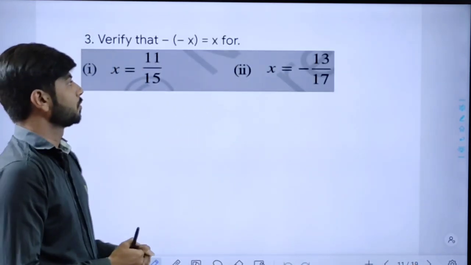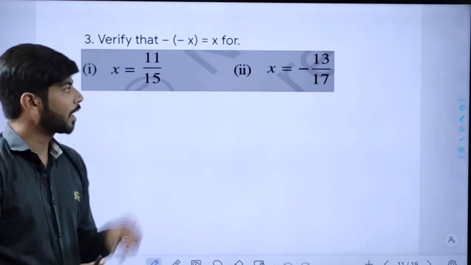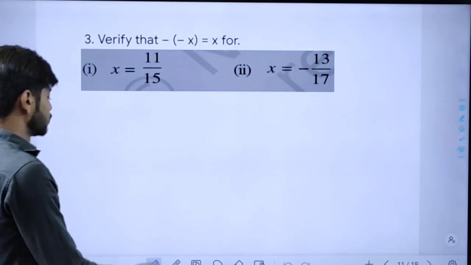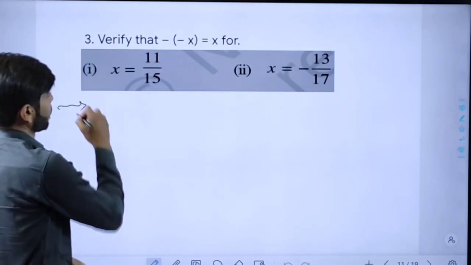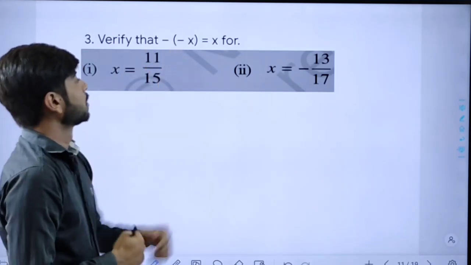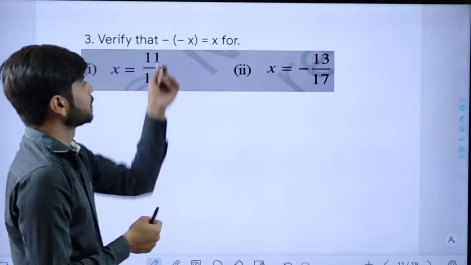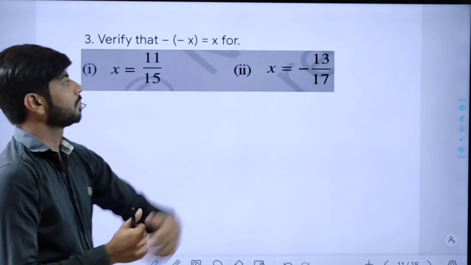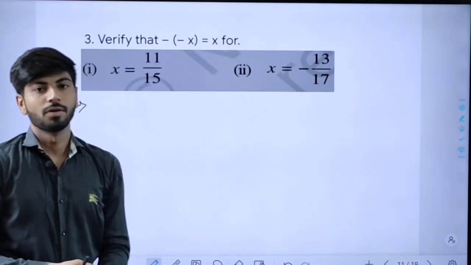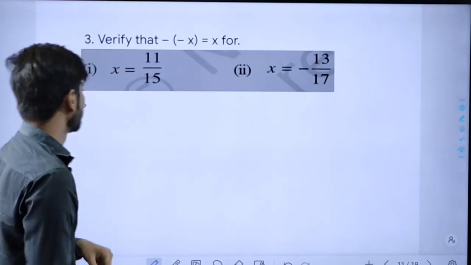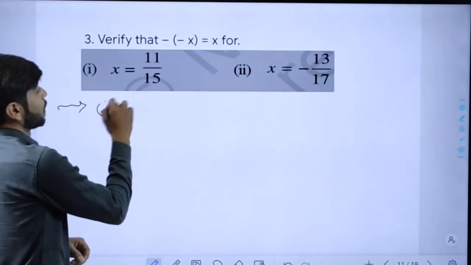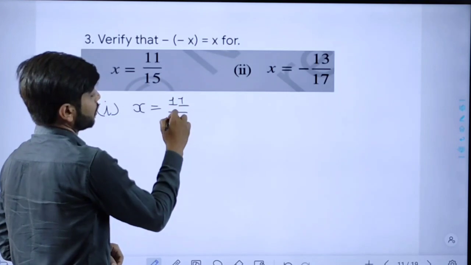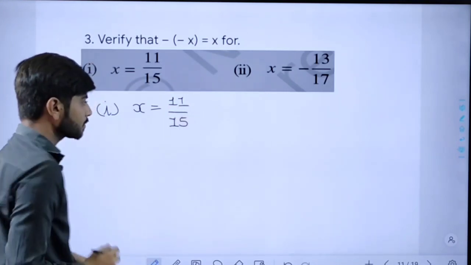Okay, in this question it is verifying. I will do one and you have to do the other one at your home. So first we have to check if we multiply the minus sign 2 times with the given number, we will get the same x. Okay, so let's do it. First we have x equal to 11 upon 15.